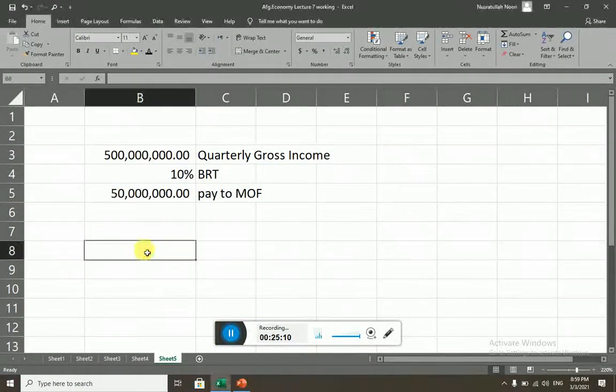Suppose we are a small restaurant and our income is 500,000 for the quarter.